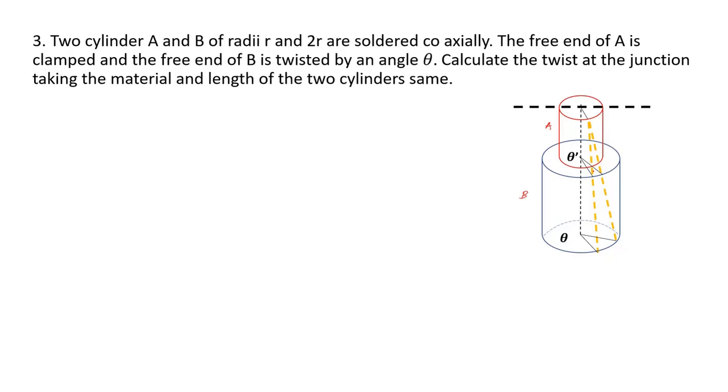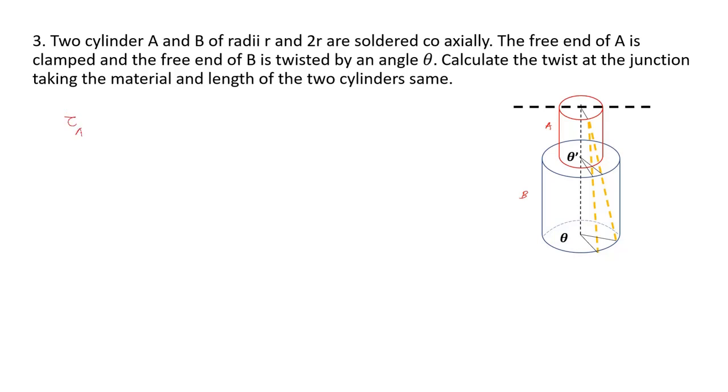So, we are asked to find the twist at the junction. What is the twist which is made by the two cylinders at the junction? We are given that L and n, that is length and material of the cylinders, are the same. Since both are reacting to the same external couple, their torsional couple will be equal, that is tau will be equal. So, we need to find the tau for both, treating these two cylinders as different at first. Find tau for A.